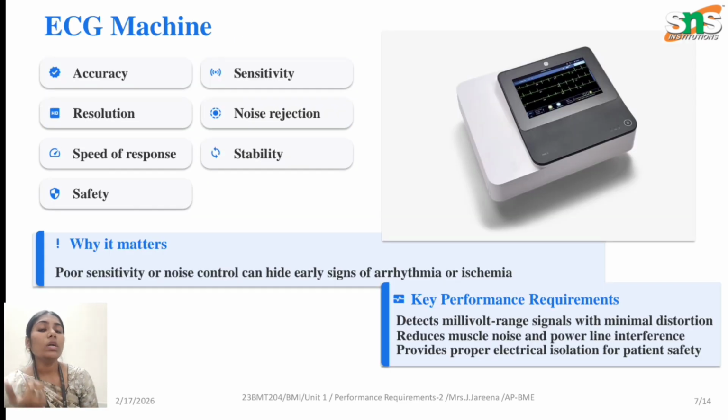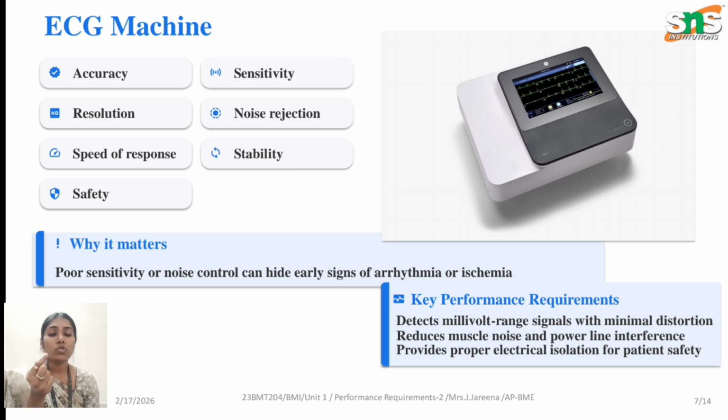What kind of performance requirements are needed in an ECG machine? The first one is accuracy, and the second one is sensitivity. Accuracy matters a lot, because the output you get from the ECG gives a clear picture of your heart's functionality.